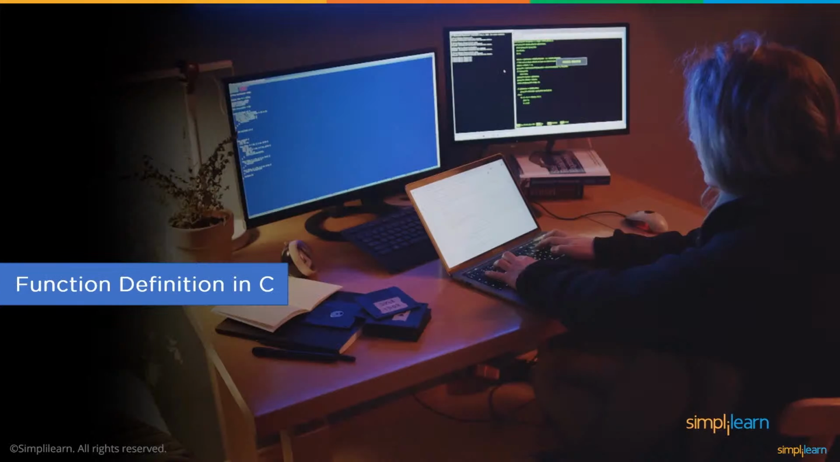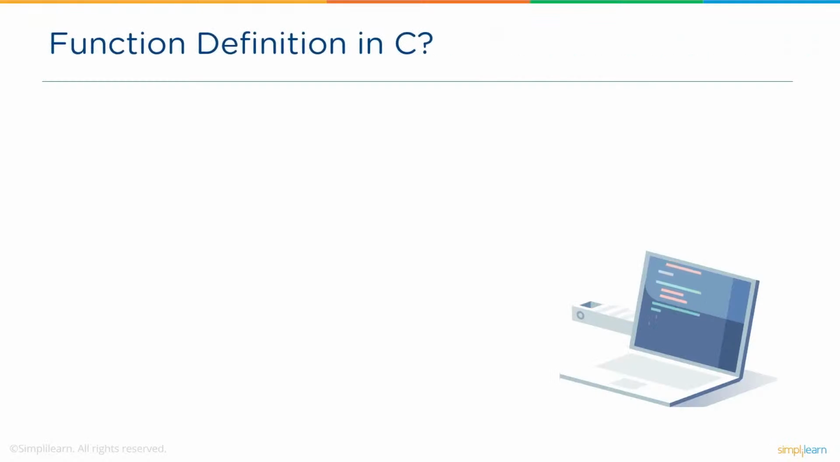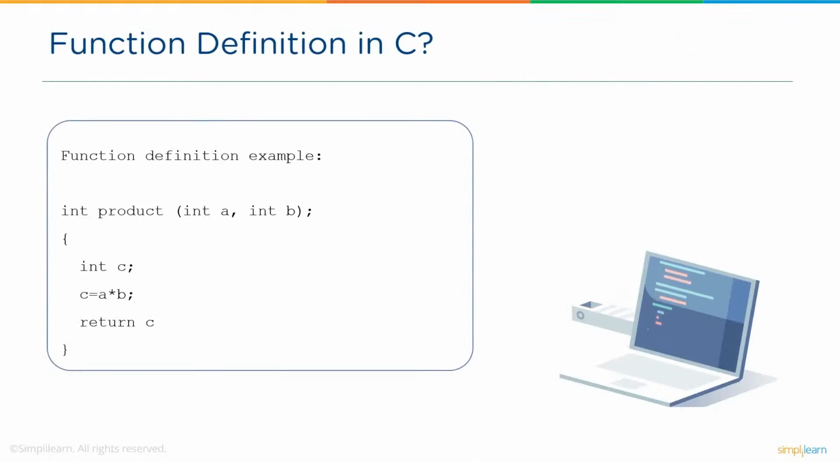Now let's have a look at the function definition in C. In the function definition example given below, we have int as a data type, product as a function name, followed by parameters a and b. Next, the body of a function consists of a set of statements to perform a certain operation. So in this particular example, we're going to perform a product of two numbers.